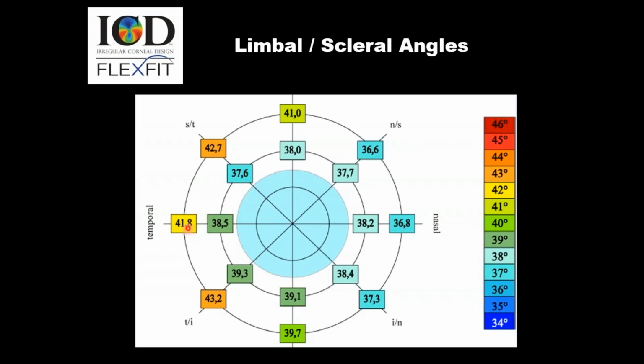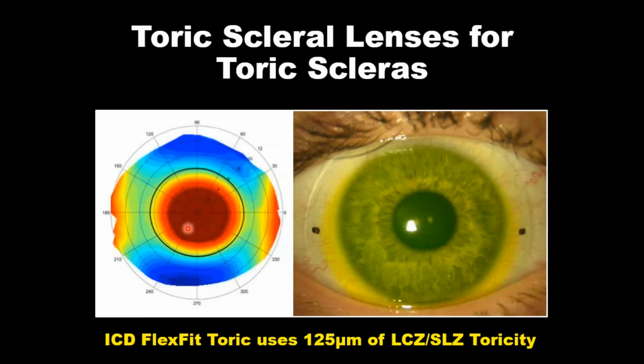You can make both of them symmetric or toric or asymmetric. You can modify from the trial set, but just know that your 14.8 trial lenses are symmetric, your 16.3 trial lenses are dual depth or toric.